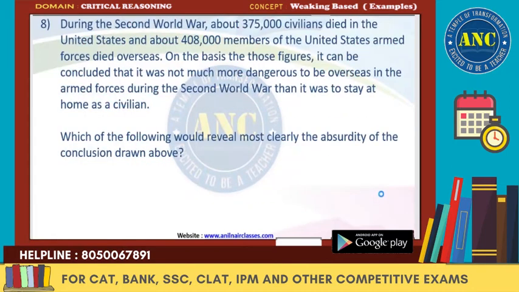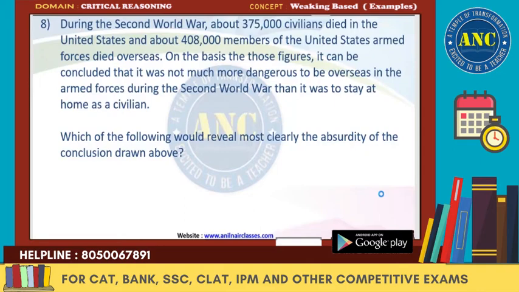During the Second World War, about 375,000 civilians died in the United States and about 408,000 members of the US Armed Forces died overseas. On the basis of those figures, it can be concluded that it was not much more dangerous to be overseas in the armed forces during the Second World War than it was to stay in the home as a civilian. Which of the following would reveal most clearly the absurdity of the conclusion drawn above?